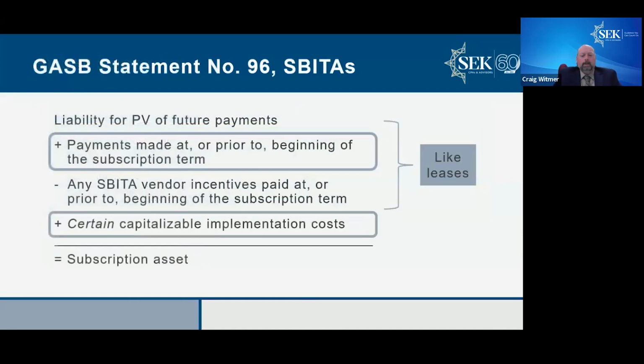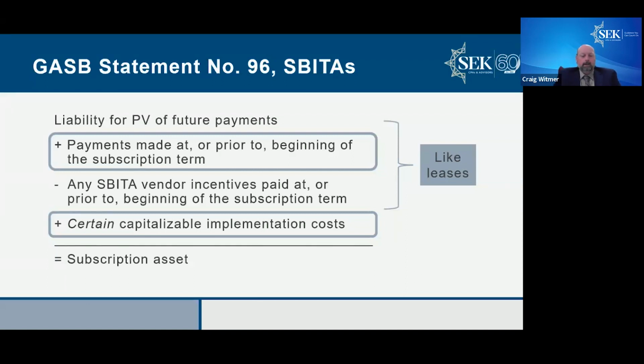So another slide here, again, just to focus on this new concept on the capitalizable implementation cost. So that subscription asset for the SBITA, again, you're starting out with the liability for the present value of the future payments, plus any payments made at or prior to the beginning of the subscription term, minus any kind of SBITA vendor incentives that were paid. And not necessarily you're going to see that often, but that could be the case. So those three pieces that's all exactly like the leases. Then you have the certain capitalizable implementation costs that need to be added to get to that subscription asset.